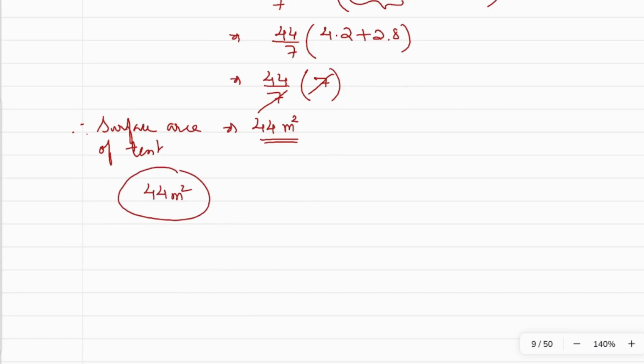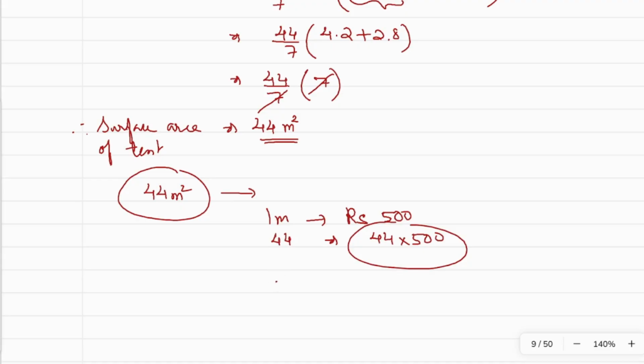That much canvas we need to purchase to build the tent. And they are telling one more thing: for 1 meter square, we have to pay rupees 500, right? Therefore, for the 44 meter square, we will have to pay 44 into 500. That much will be the value for the total canvas. If we want to buy 44 meter square of canvas, we have to pay rupees 44 into 500.